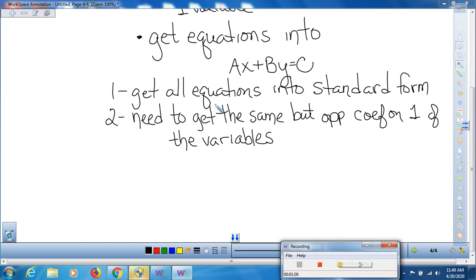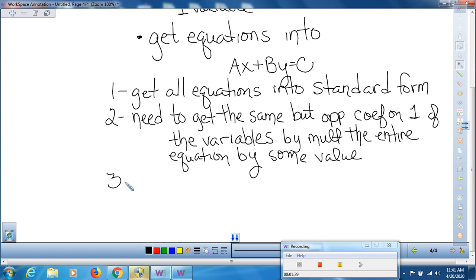Now we need to get the same but opposite coefficient on one of the variables. And we do this by multiplying the entire equation by some value. Step 3. Now that we have the same but opposite coefficient, we can add our equations together.